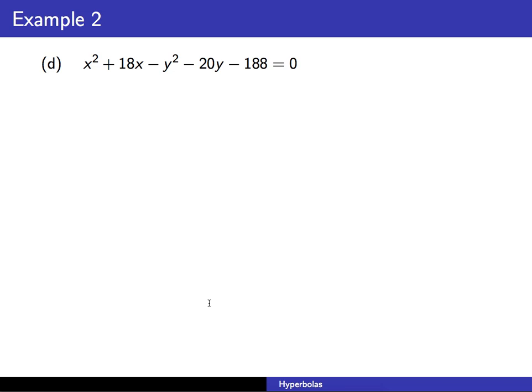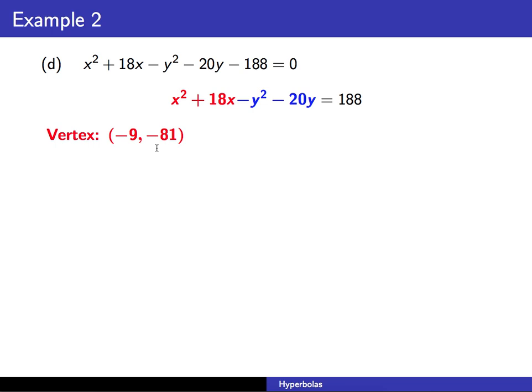Moving on to example 2, part D, we have x squared plus 18x minus y squared minus 20y minus 188 equals 0. We're going to start by getting the negative 188 to the right-hand side by adding it. For x squared plus 18x, we're going to find the vertex to be negative 9, negative 81. And for negative y squared minus 20y, I'm going to advise you to find the vertex for negative x squared minus 20x, which is at negative 10, positive 100.